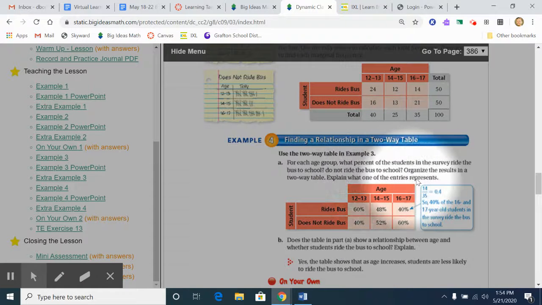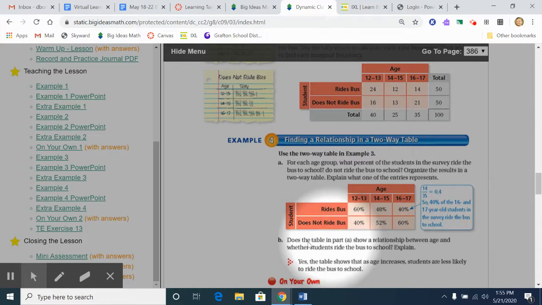All right, so let's real quick read this interpretation. It says explain what one of the entries represents. So they're just picking one. They're choosing this one here, this 40%, and they're saying here's the 14 divided by 35, like I mentioned. The 14 divided by the total 35 gives us 0.4. So it says 40% of the 16 and 17-year-old students in the survey ride the bus to school. So they're just interpreting it.